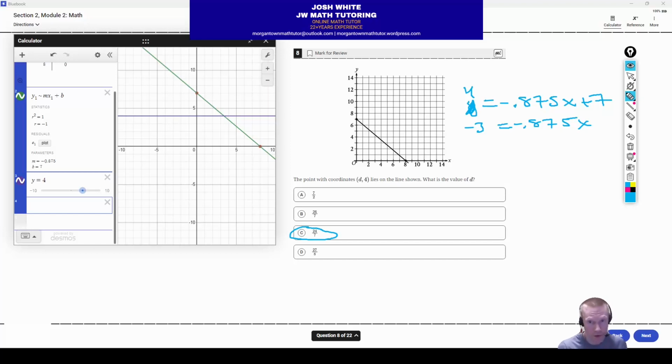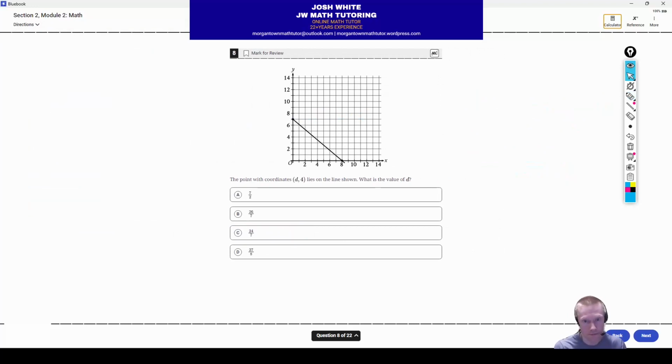Now, I would also point out, of course, you can do the work by hand to find the slope: y2 minus y1 over x2 minus x1. And then after that, since you already know the y-intercept is right here at 7, you could just construct the equation. But I think it's easier just to go straight to Desmos and have it do all the calculations for you.